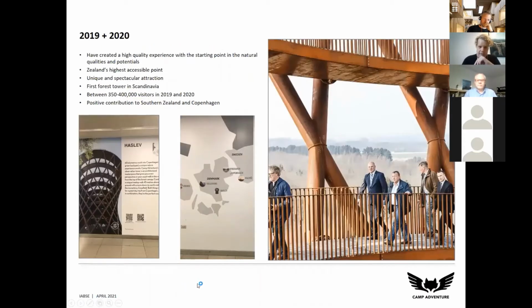Yeah, and then I will just skip very fast to how it all went, because without bragging too much, we succeeded. When we did the inauguration, it was also with the Prime Minister at that time in Denmark, Lars Løkke Rasmussen. We have reached the visitor numbers that we imagined it could attract, and we have also made what we think is an experience that takes its starting point in the nature and has a very high quality. We haven't made something cheap or cheesy, which tourist attractions sometimes are.